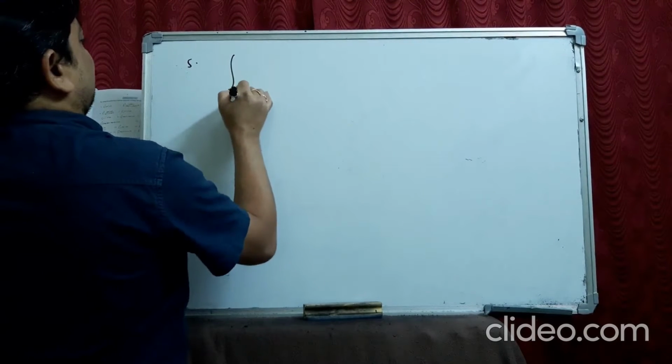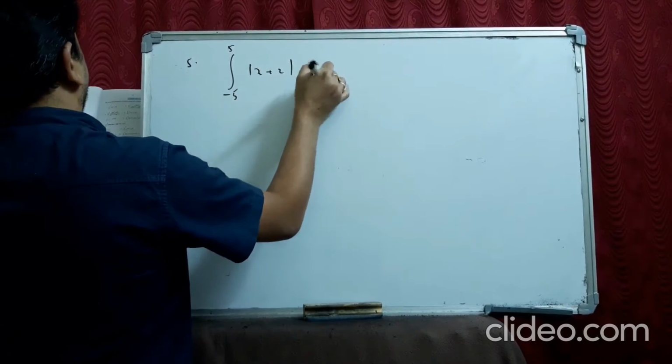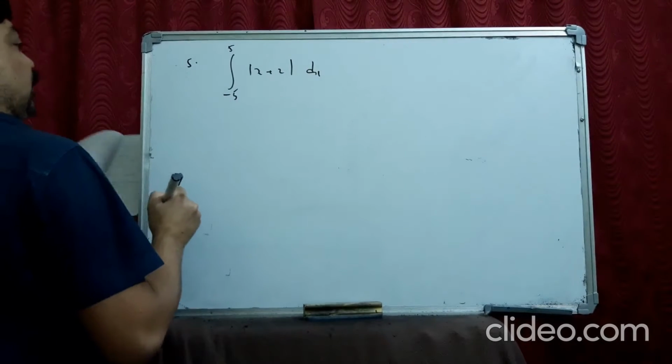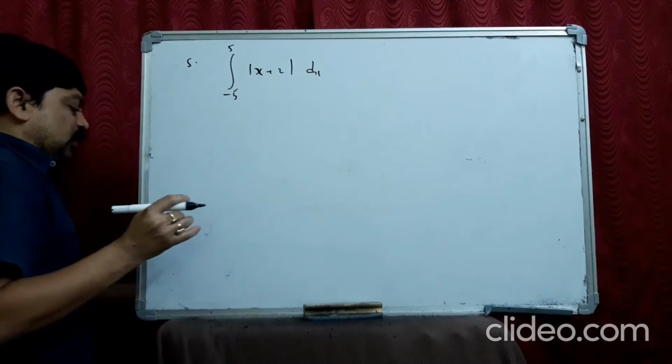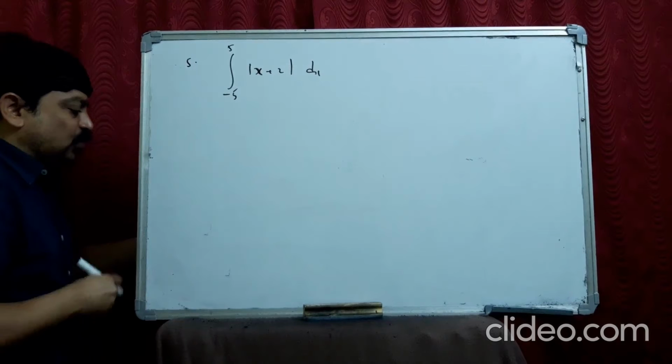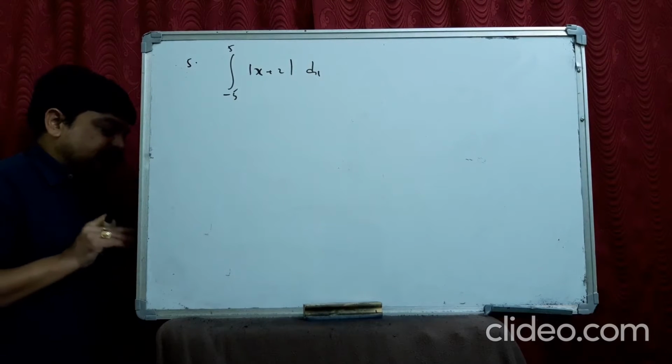Integration from minus pi to 5 of mod x plus 2. Okay, when you have a modulus function, you should be a little careful. Modulus always stands for positive values. Minus pi to 5, and we should look always for the positive values. So what happens here?